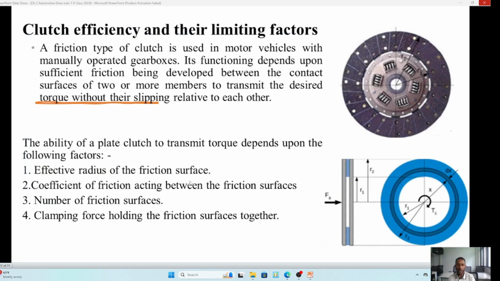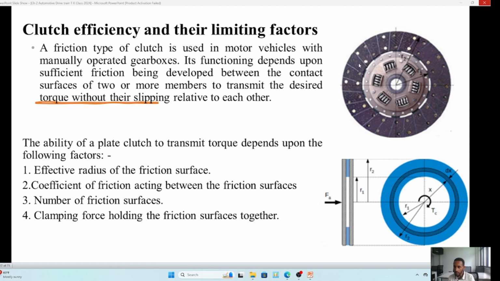These factors are, look, the first one, the effective radius of the frictional surface. That means if you see this one, the effective radius means this lining part, R2 minus R1 here. So the distance from here to here, that means the distance of this lining surface. If we increase this lining surface, the frictional area will increase, and the amount of force transferred will be high. The next is the coefficient of friction acting between the frictional surfaces, which depends on the material and the surface we use. If we use a high coefficient of friction material, we can transfer much more torque, and the probability of slippage will be lower. And the next one, number of frictional surfaces.